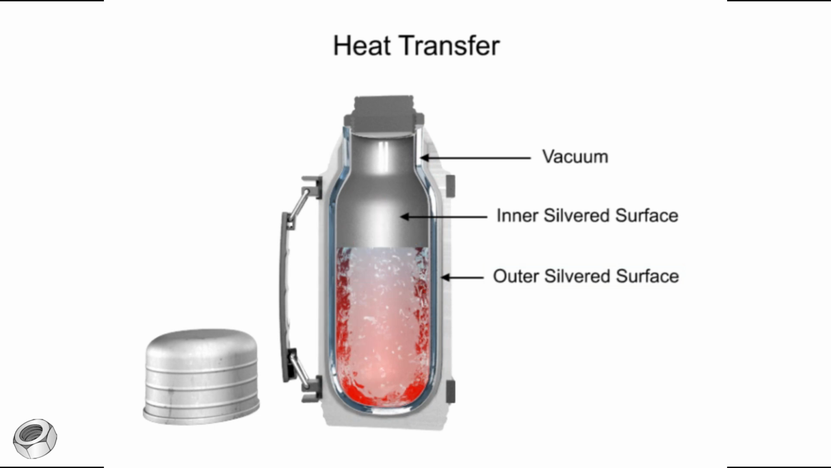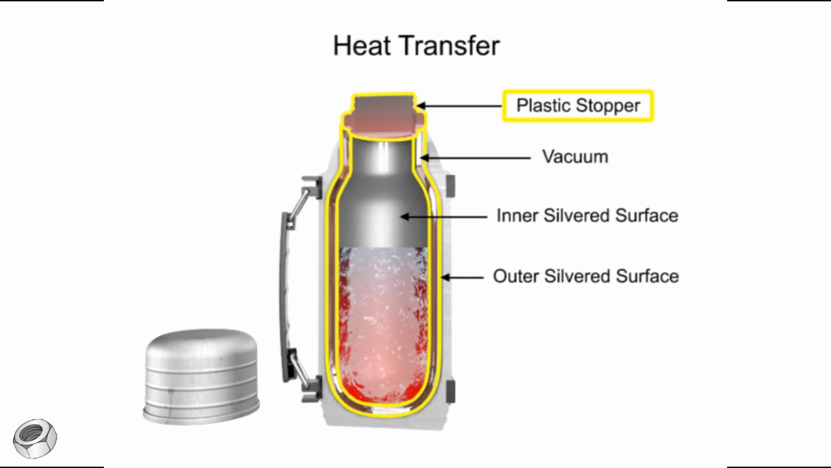Some conduction of heat through the stopper and glass can be expected, but this too is limited because they are made of materials with very low conductivity. Thus, the temperatures of both hot and cold liquids can be maintained by a properly designed thermos that limits the transfer of energy through radiation, convection, and conduction.